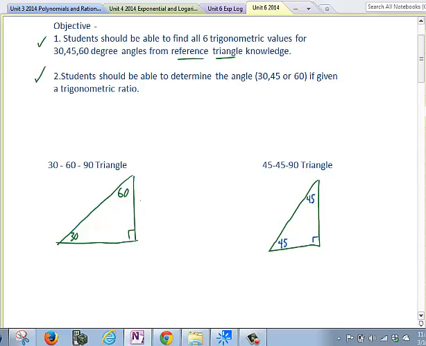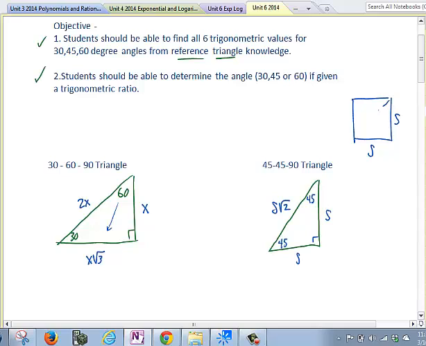So the side on those reference sheets opposite the 30-degree angle is the smallest side. They would label that with an X. They would label the side opposite the 60 with X root 3, and they would label the third side, the side opposite the 90, the hypotenuse, as being 2x. On the 45, 45, 90, they would label the sides S, S, and S root 2, because if you had a square, the side length would be S, and the diagonal would have a length of S root 2.